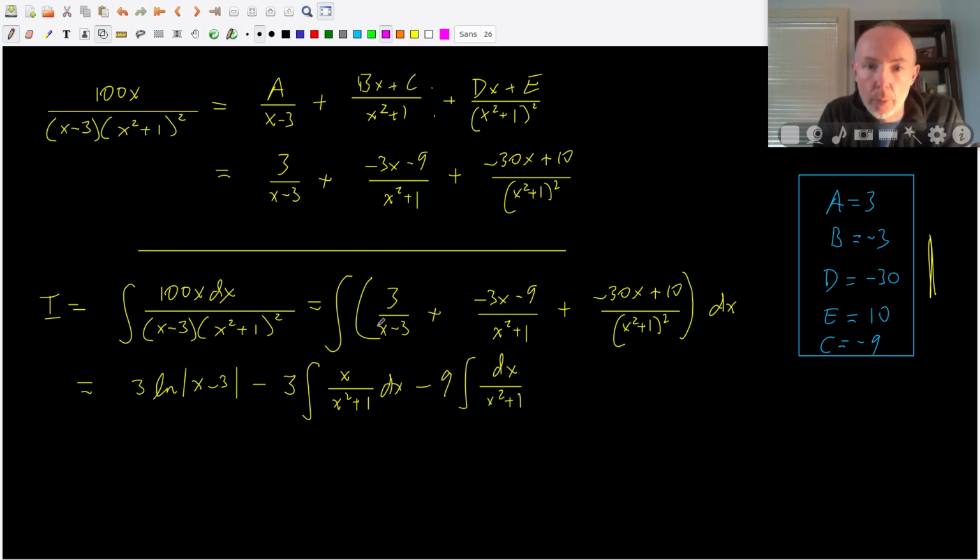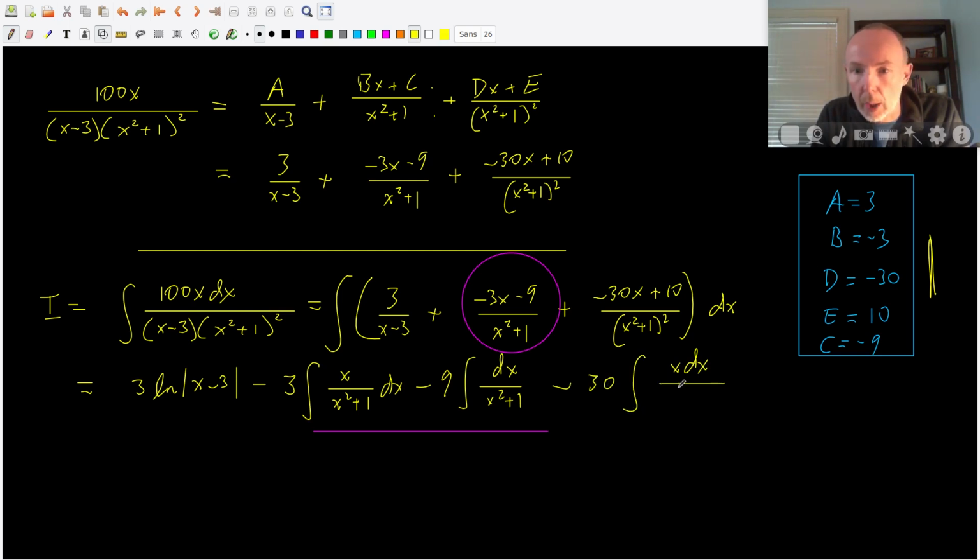So both of those are coming out of here. Right? So I'm looking at this term and it's producing these two. This one's a u substitution, this one's an inverse tan. What we've got in the next one though is we're going to have minus 30, and this is going to be x dx over x squared plus 1 all squared, and then plus, I think, was it plus? It was plus. And then we're going to have plus 10, the integral of just 1 over, so just dx over x squared plus 1 all squared.